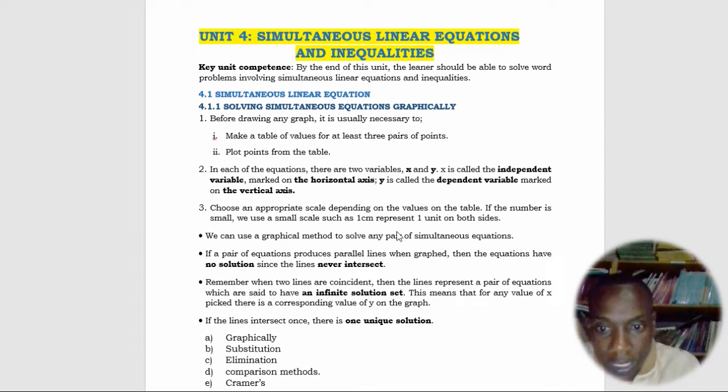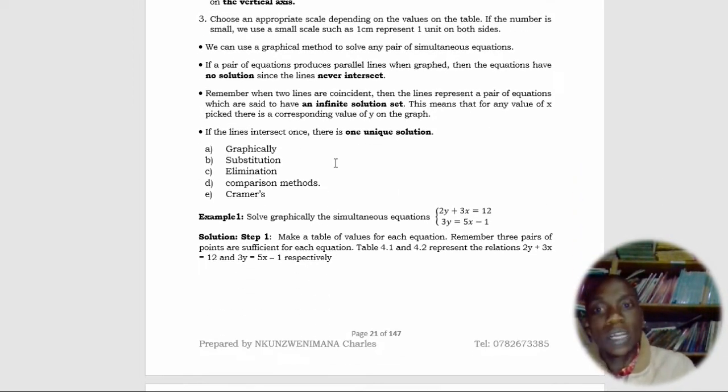Then, if the lines intersect once, there is a unique solution. Those are all the key points to note for the graphical method of solving simultaneous linear equations. As you see here, we have different methods for solving simultaneous linear equations. We have 5 ways: graphically, where we use a graph, substitution, elimination, comparison, and Cramer's rule.